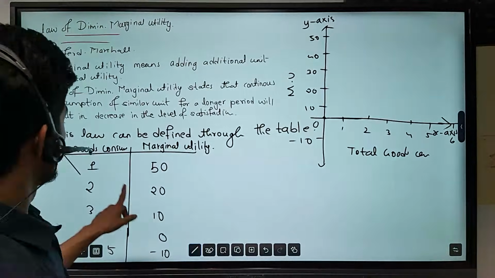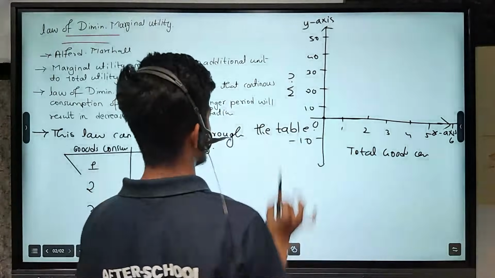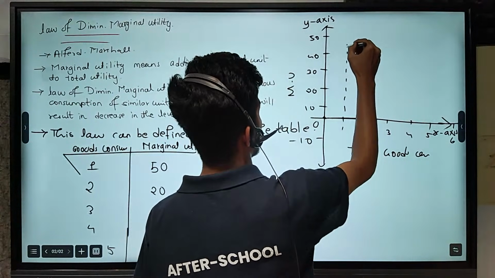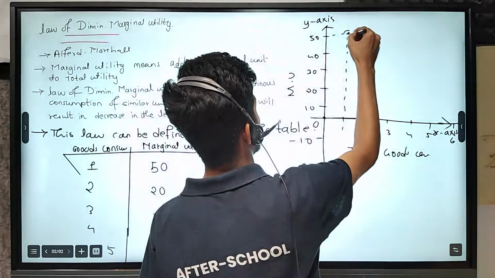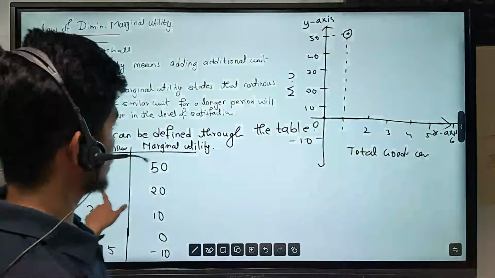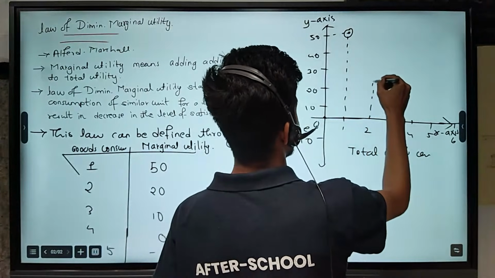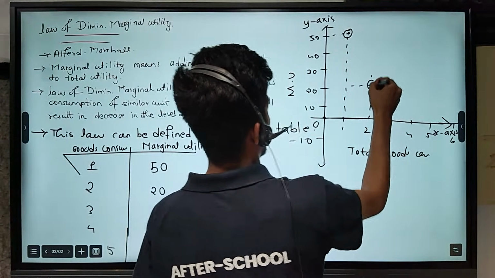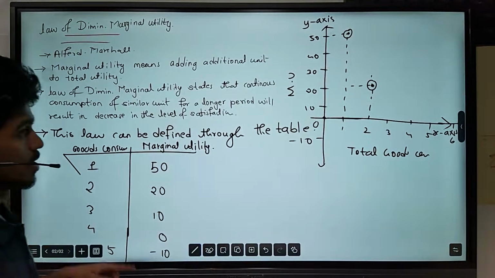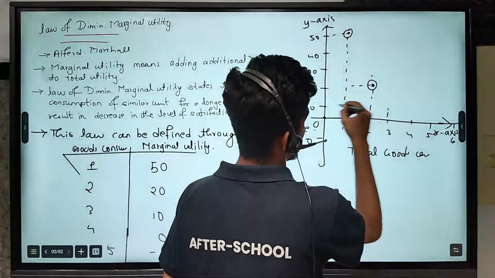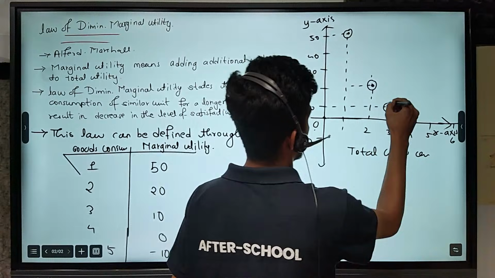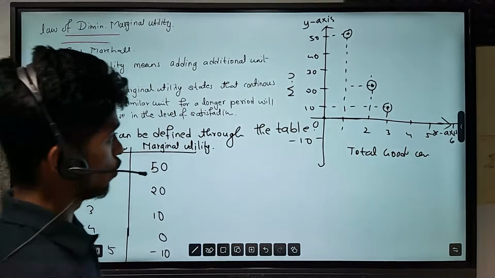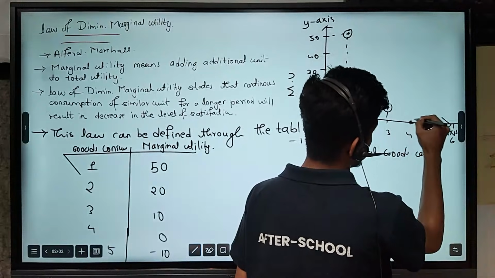Okay. So when we consume the first good, what is the total marginal utility? It is 50. When we consume the second good, what is the marginal utility? It's 20. And when we consume the third, the marginal utility becomes 10. And when we consume the fourth, the marginal utility is now 0.